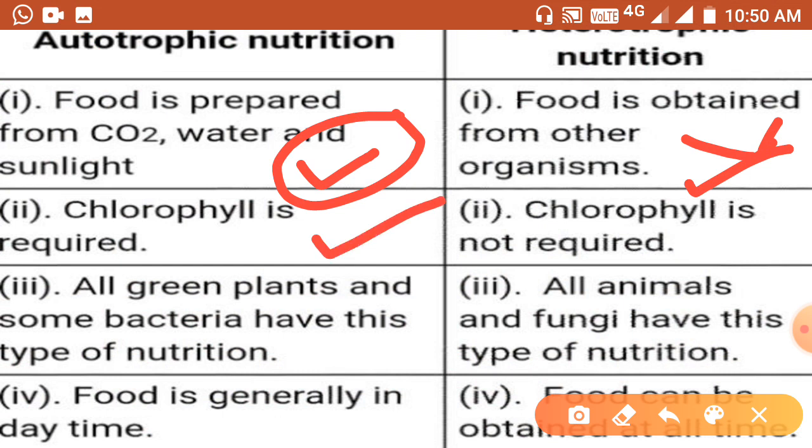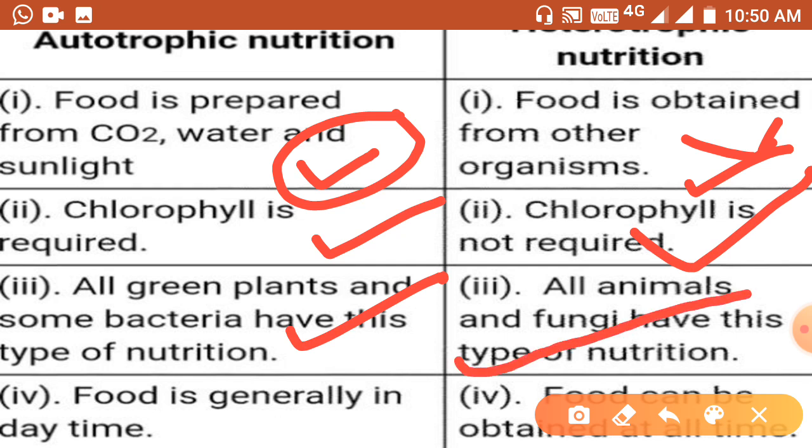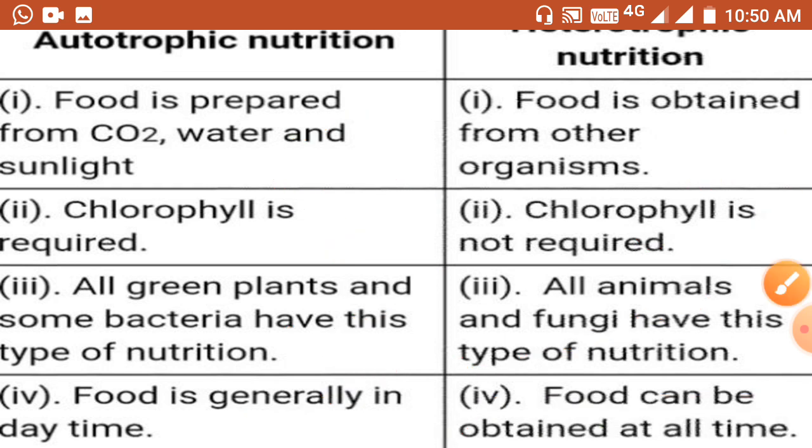Chlorophyll is required for photosynthesis, so plants use chlorophyll, but if we do not make food we do not require chlorophyll. All green plants and some bacteria have this type of nutrition, meaning they make their food themselves, and all animals and fungi have the other type of nutrition. Autotrophic food is made generally in the daytime, because photosynthesis happens in the daytime, while heterotrophic food is obtained at any time, day or night. So this is the difference between the two modes of nutrition.